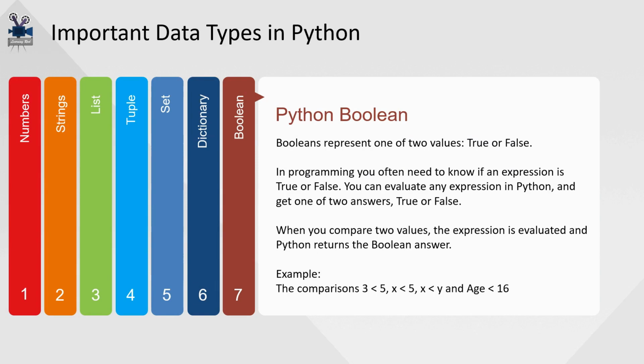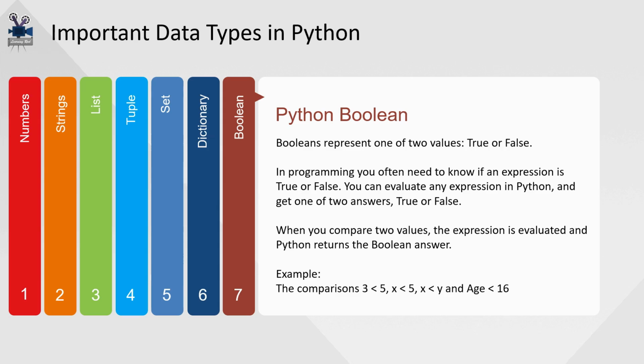The last on the list is Python boolean. Booleans represent one of two values, either true or false. In programming, you often need to know if an expression is true or false. You can evaluate any expression in Python and get one of the two answers, true or false. When you compare two values, the expression is evaluated and Python returns the Boolean answer.